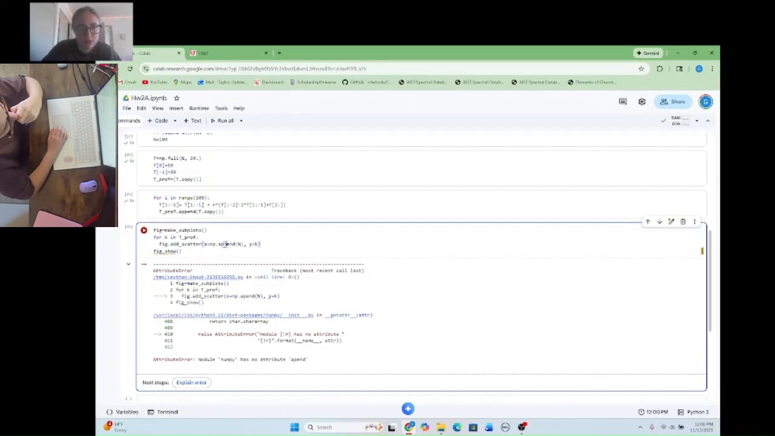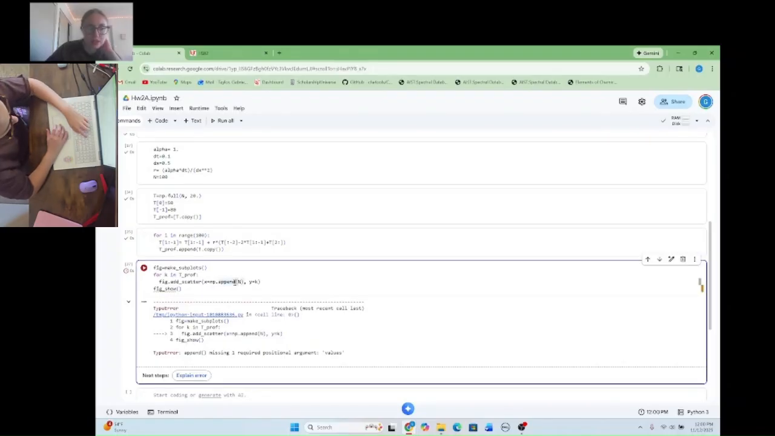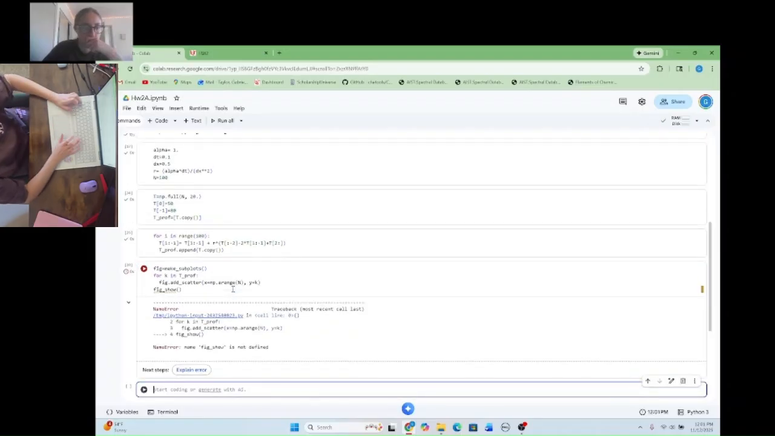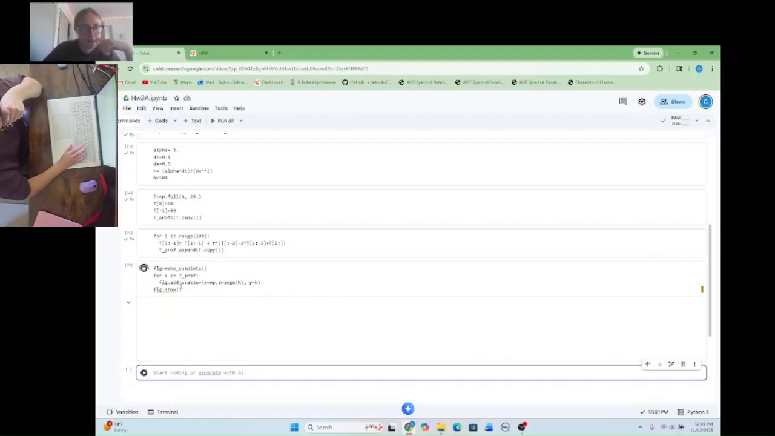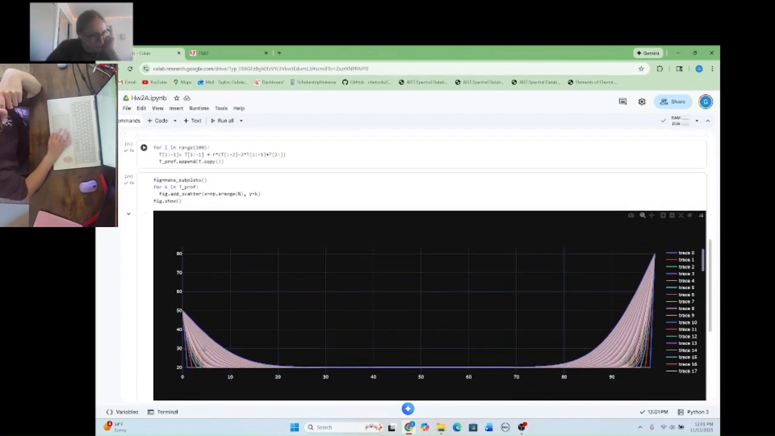No, not append, it's arange. Okay, there it goes. So you can see our graph here. We have a lot of lines because we have a lot of time steps. This is going to tell us all the time steps, and this is our two temperatures here.